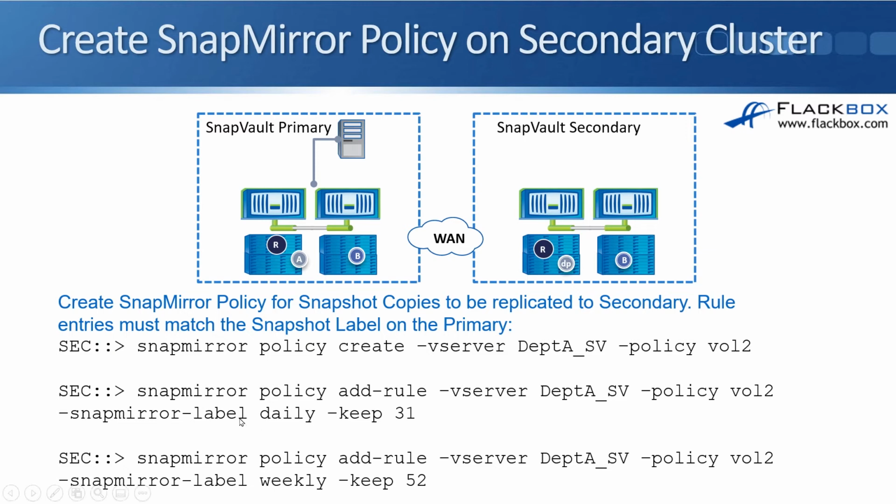We also want to pull over the weekly snapshots as well. So we're going to add another rule to our policy. We say SnapMirror policy add rule. Again, it's vServer department ASV, the policy of vol2. And we say SnapMirror label is weekly. That's the label we're looking for. Whenever we find a new weekly snapshot, we're going to pull that across to the destination, and we're going to keep 52 of those. So that would be going back for a year.